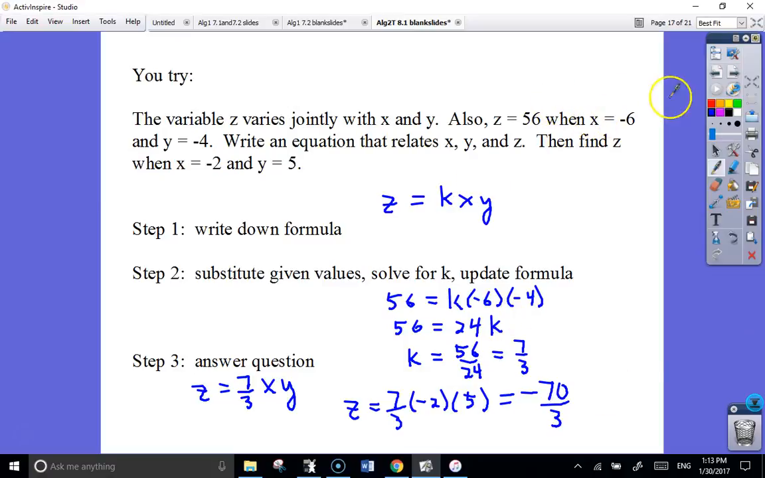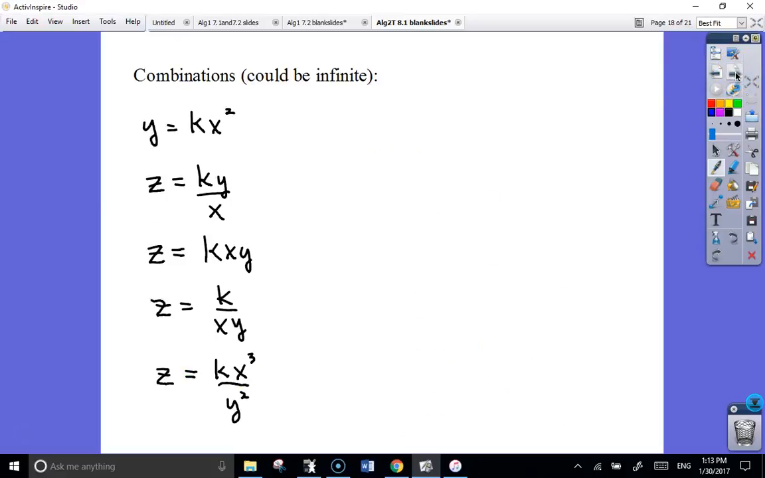Okay, good. So the last couple slides are the combinations. As you could see, the first one, it's direct, but it's not direct with x, it's direct with x squared, right? You would say y varies directly with x squared. Or you could say y is proportional to x squared.